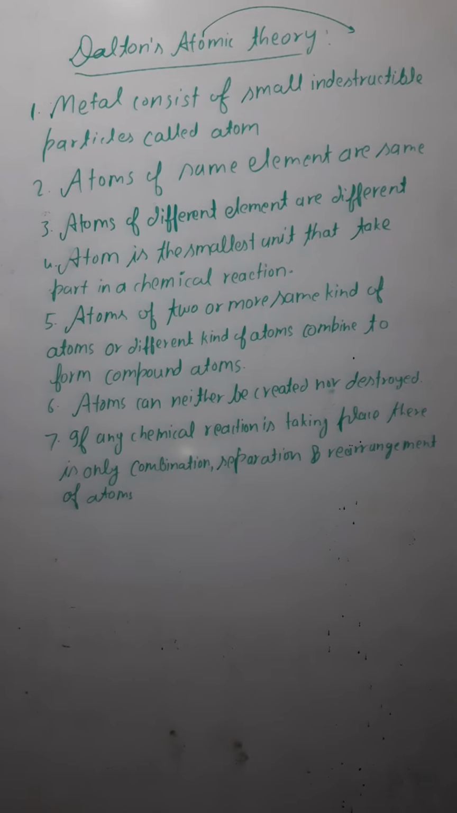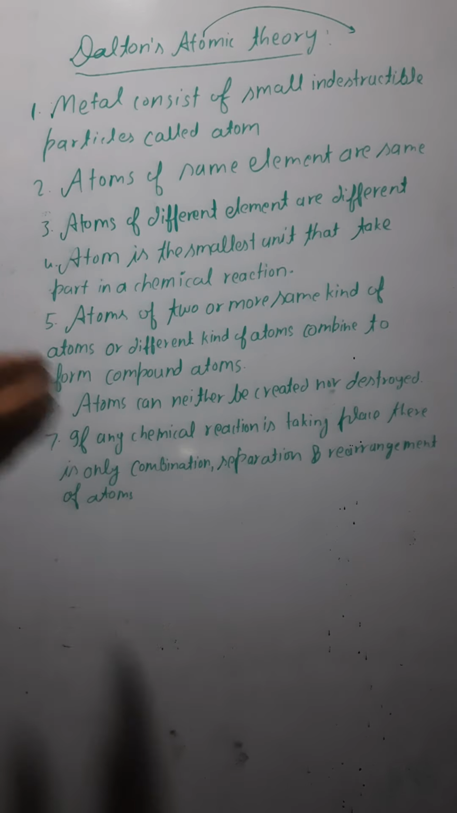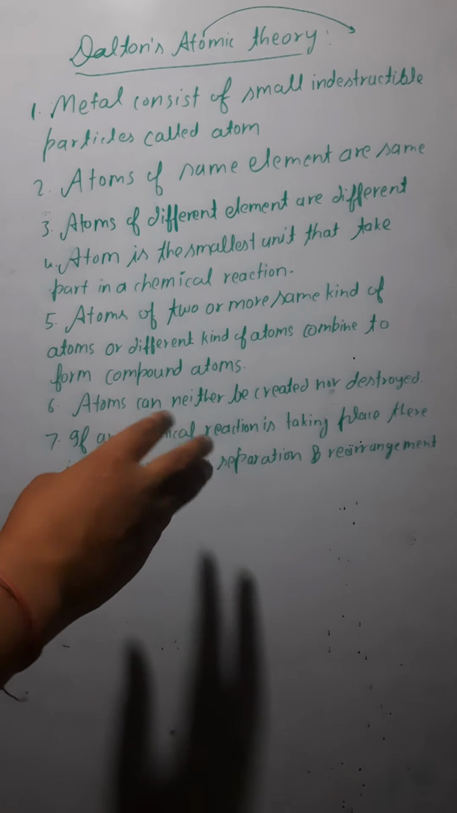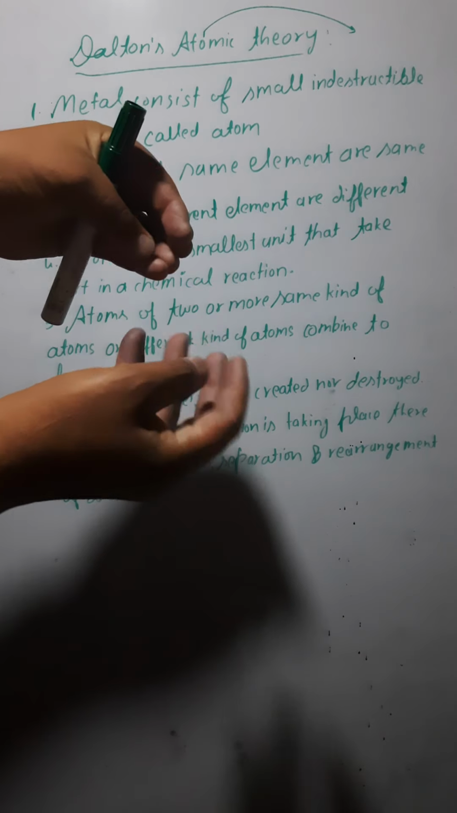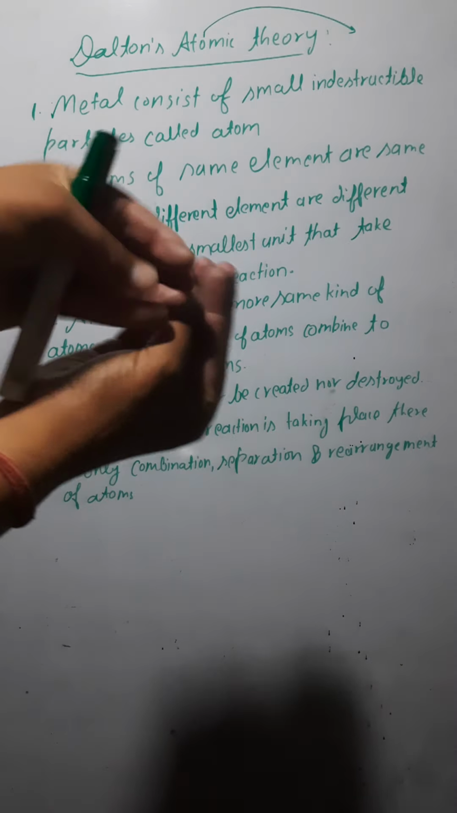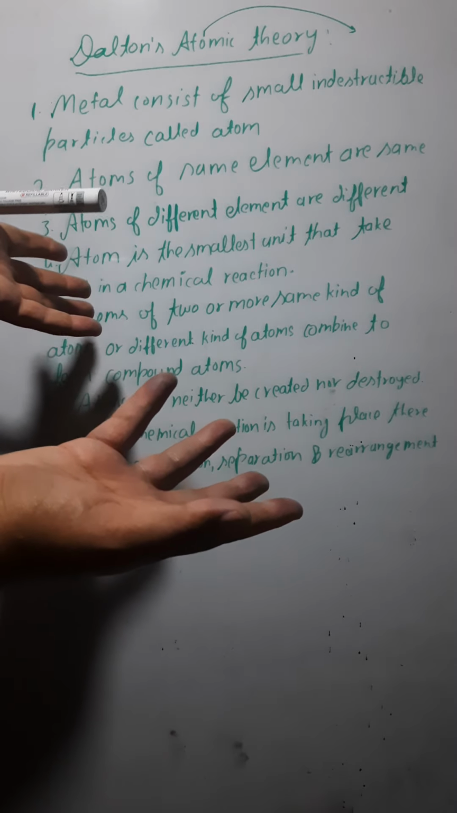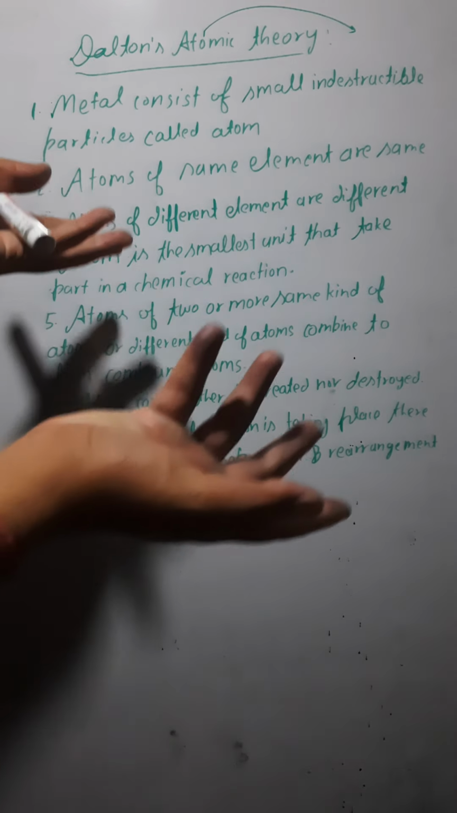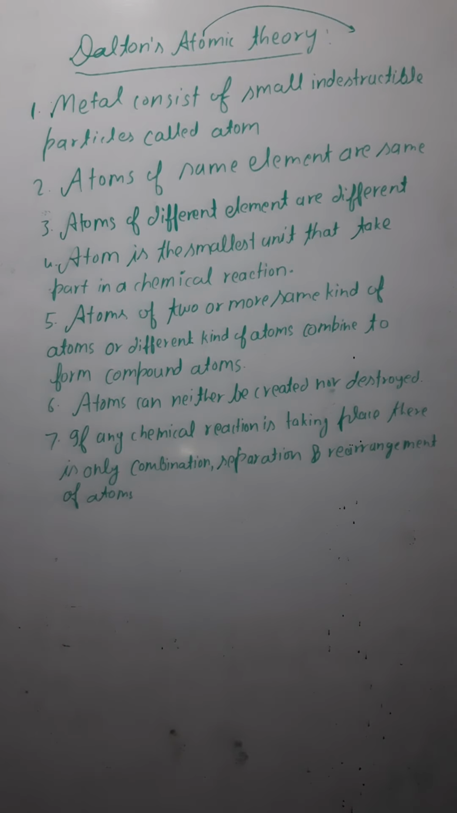The next postulate is that atoms can neither be created nor destroyed. That you have to remember. You are not creating any atom in a chemical reaction, neither are you creating any element nor destroying any atom. Suppose a chemical reaction is taking place, so there would be a rearrangement of atoms. Atoms of one element and atoms of another element are combining and forming something else. Only that much is happening here. No new atom is being created and no atom is being destroyed. That is why it is said that atoms can neither be created nor destroyed.